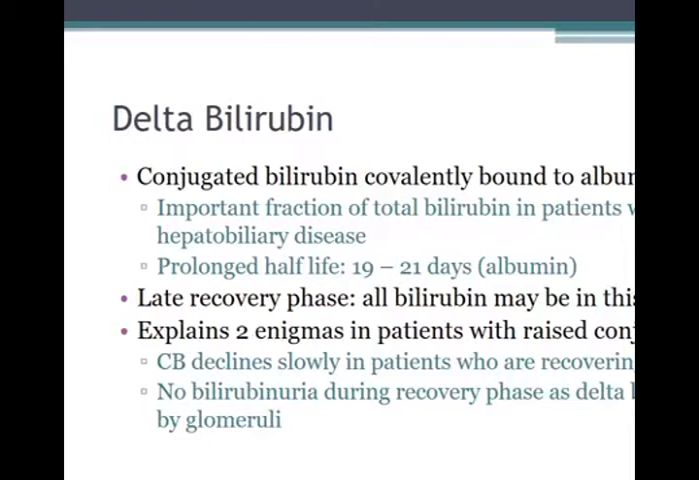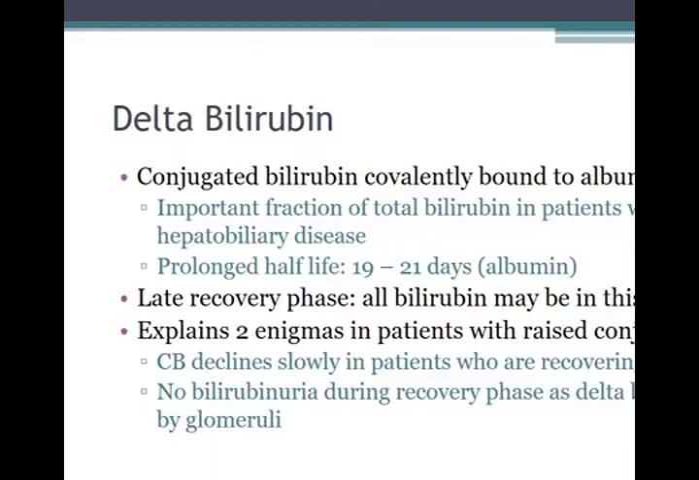In late recovery phases of damage to the hepatocyte by any infection such as hepatitis, most of the bilirubin may be bound to albumin, and then it remains there in the blood. It explains two enigmas in patients with raised conjugated bilirubin. Conjugated bilirubin declines slowly in patients who are recovering from acute hepatitis, and there is no bilirubinuria during the recovery phase, because it is albumin-bound bilirubin, which cannot be filtered by the glomeruli.